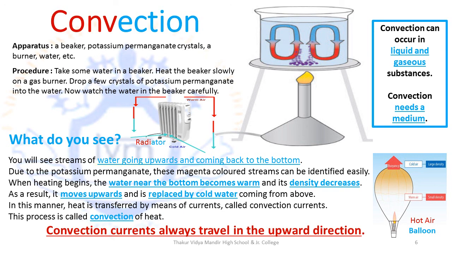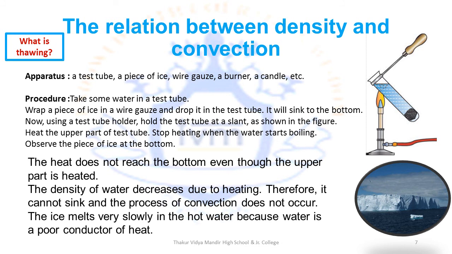Always remember, convection currents will always travel in the upward direction because whatever is warm is very light, so it will rise up. Normal daily examples of convection currents that we observe are in the refrigerator, air conditioners, radiators, hot air balloons, etc.